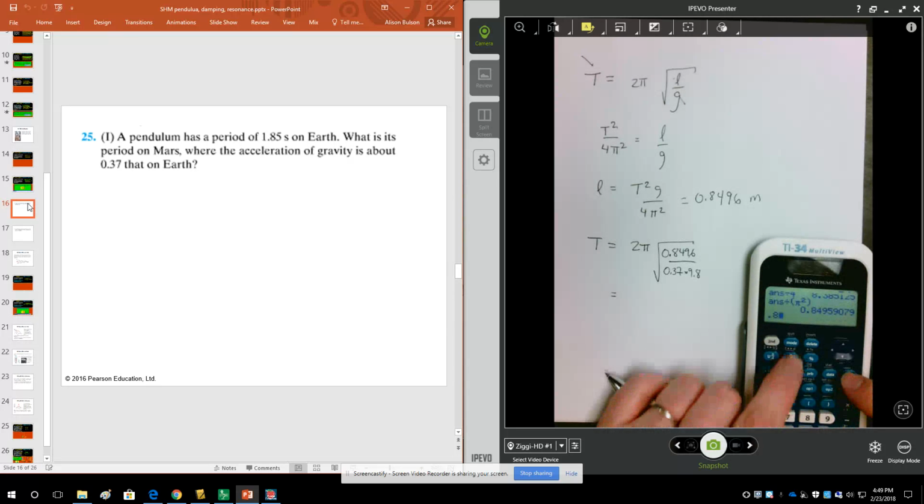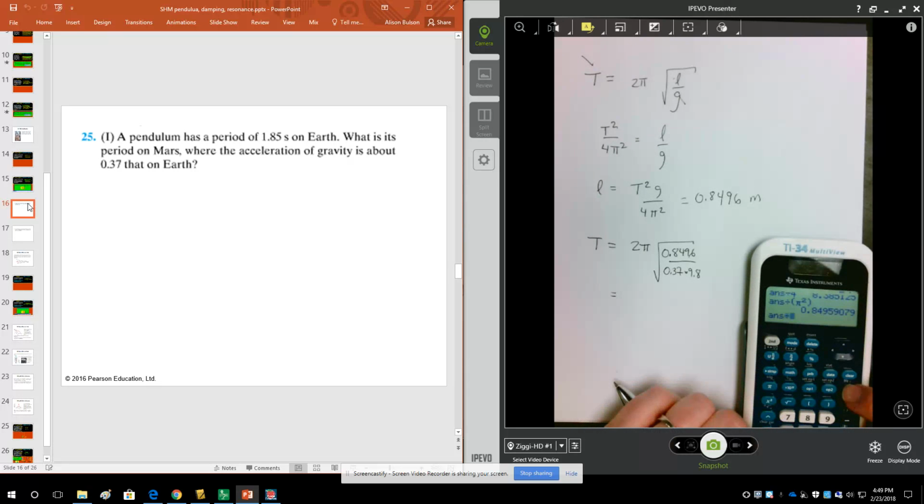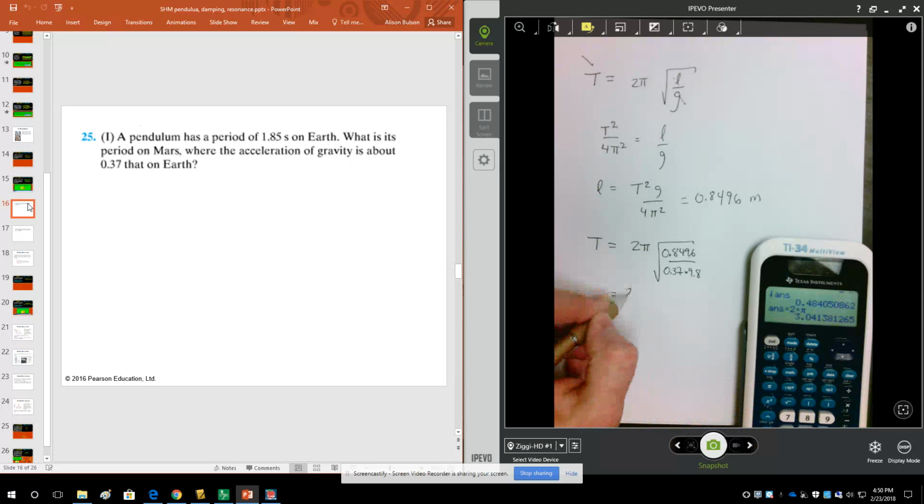Okay, so now we calculate the new period. Actually what I want to do is just use that answer, divide by 0.37 times 9.8. And then I need to take the square root of L over G. So take the square root of the answer and then multiply that puppy by 2 pi. Okay, so I have a new period of 3.04 seconds.